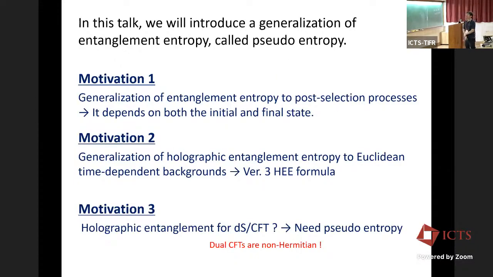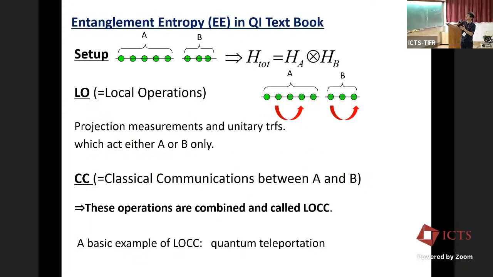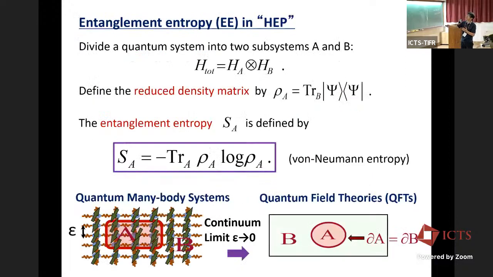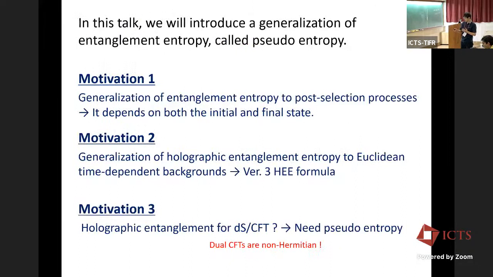Okay, so in this talk, we will introduce a generalization of entanglement entropy, which we call pseudo entropy, and there are three motivations for this. First, we want to generalize entanglement entropy so that it fits nicely with post-selection processes. In a post-selection process, we start with some quantum state psi1 and finally project down to psi2. So there are two states, an initial state and a final state. Entanglement entropy only depends on one state psi, but we want to generalize this quantity so that it depends on two different quantum states.